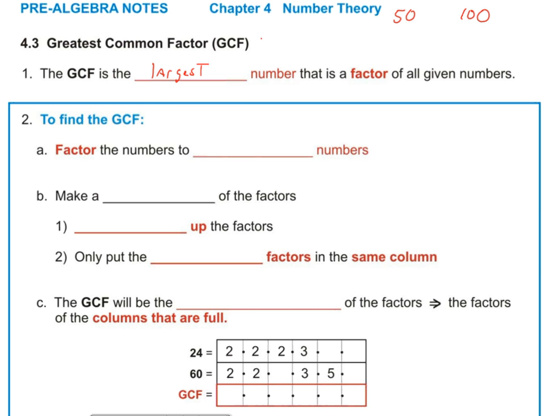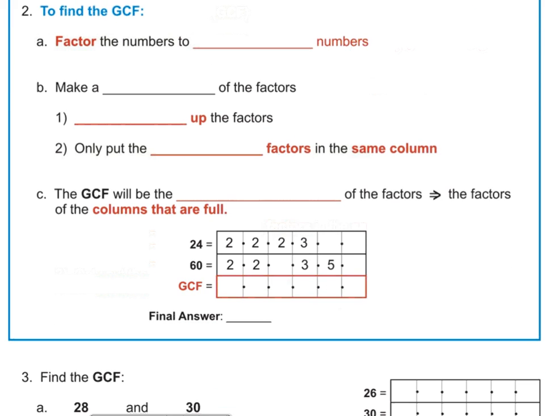There we go. Beautiful. Okay, so to find the GCF, what do you want to do? A, first, factor the numbers to prime numbers. We did that on the quiz yesterday. We did it in class on Tuesday, right? Factoring the prime numbers, so we know how to do that. So that's what you got to do first. B, this is my favorite part. Make a chart. Make a chart of the factors. What? Make a chart.